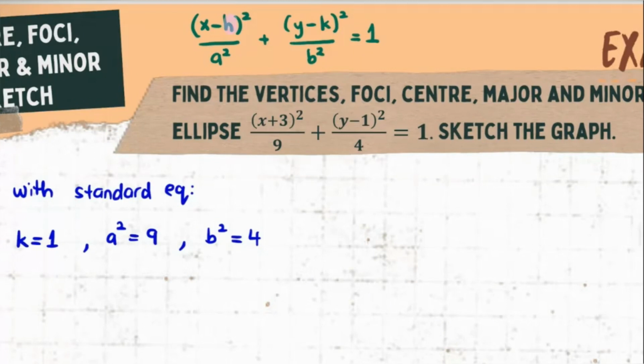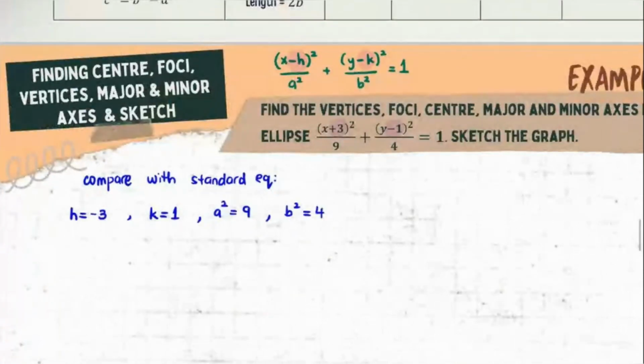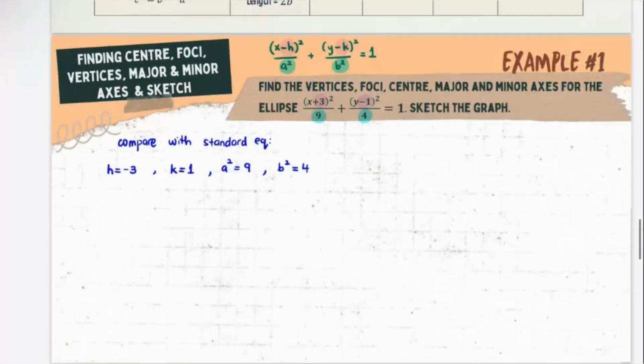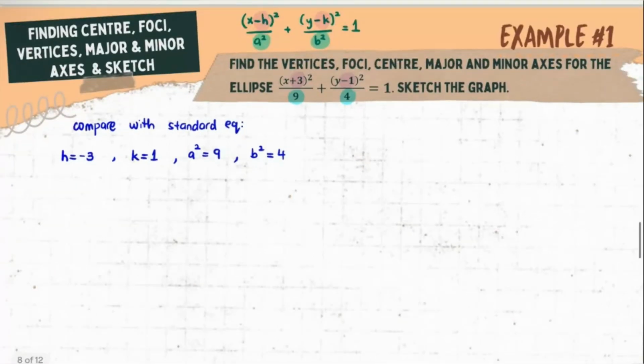Tadi negative h akan sama dengan 3, so dapatlah h sama dengan negative 3, and then negative k sama dengan negative 1, so dapatlah k sama dengan 1. And from here a squared equals to 9 dan b squared equals to 4. And the rest of it adalah benda yang sama. Okay, so ini adalah info yang kita dapat dekat soalan. So daripada sini kita dah boleh tahu center of our ellipse adalah (h, k), negative 3, 1.